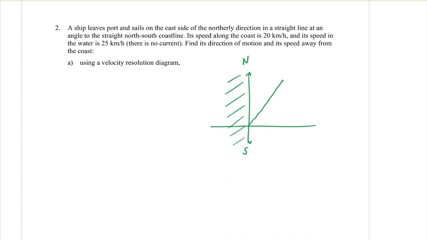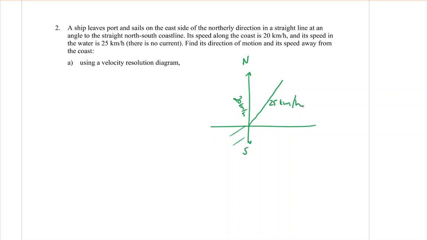Its speed along the coast is 20 kilometers per hour. If you were someone observing that boat from the coast, it would look like it was traveling 20 kilometers per hour. I'm going to get rid of my shading now so that I can write that on there. 20 kilometers per hour along that coastline. But its speed in the water, the speed that it's actually traveling at that angle, is 25 kilometers per hour. There is no current. Good, we don't have to take that into consideration.